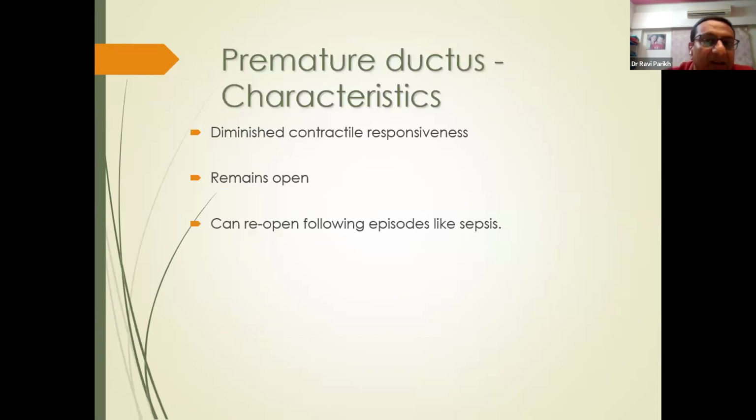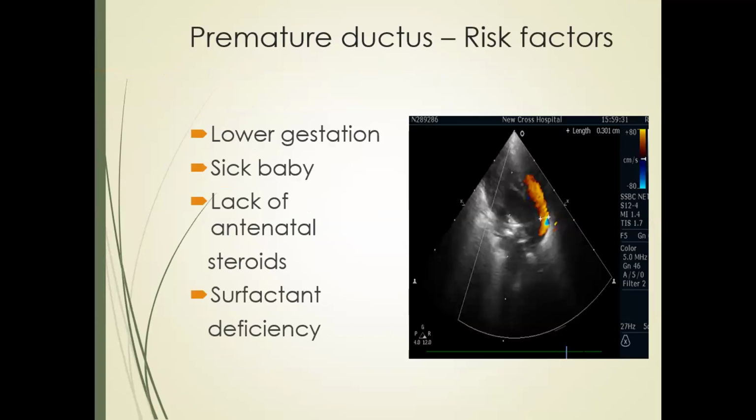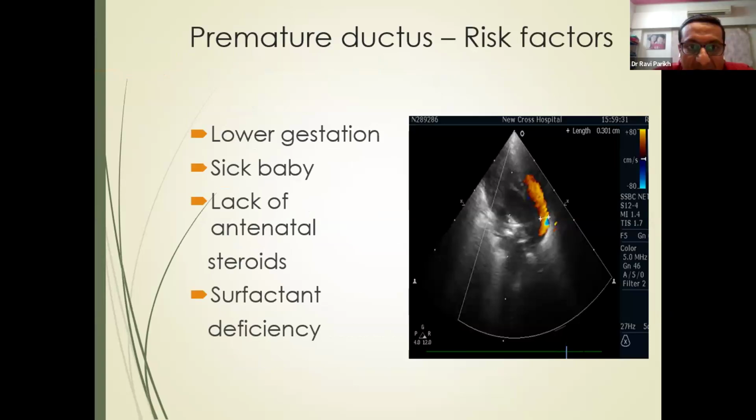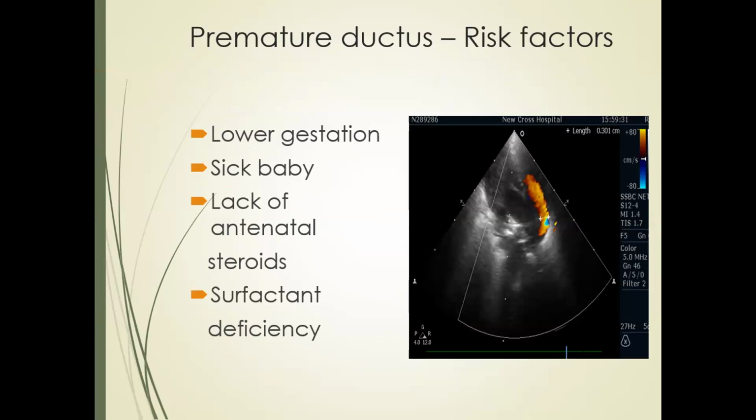But it is different in preterm babies because there is diminished contractile responsiveness. It can remain open, and once it has started closing, if there is an episode of sepsis or the child becomes very sick, it can reopen as well. So we know that in premature babies, lower gestation, sick baby, lack of antenatal steroids and surfactant deficiency are all additional factors.